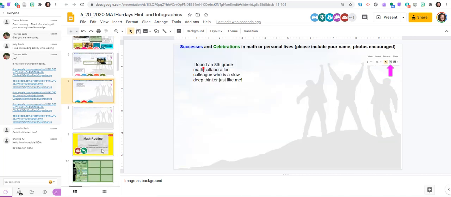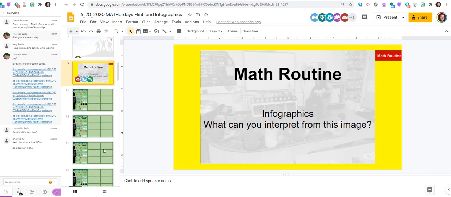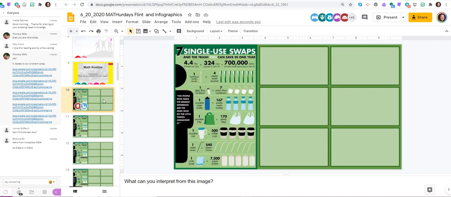All right, let's jump right into our math routine. Our bookmark starts on slide 9 and the routine is below. This routine is based off of infographics and oh boy, I'm getting one heck of a thunderstorm. I hope our power doesn't go out. If it does, I'm going to encourage you all to continue as a group, but we'll see how this facilitates today.